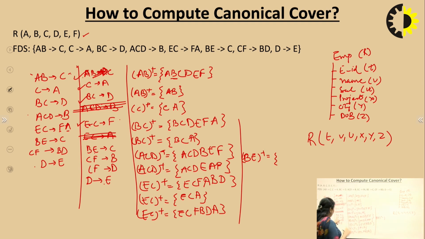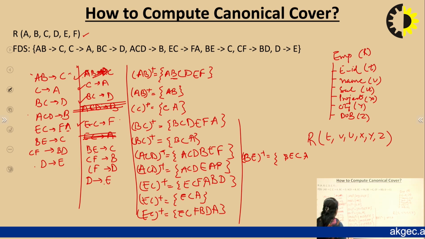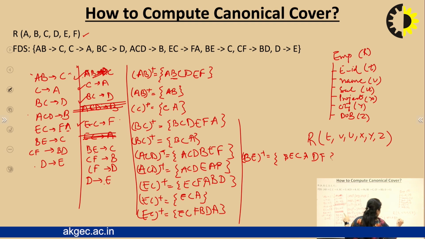What we are able to find out from BE? BE can determine itself. BE can determine C. From C we can determine A. Okay. Now from BE we determined C. From C determined A. Now from BC we can determine D. And from D, okay, from EC we can determine F. So all the attributes are here.